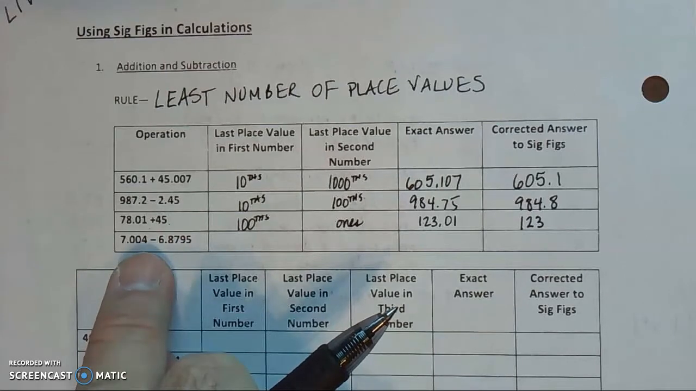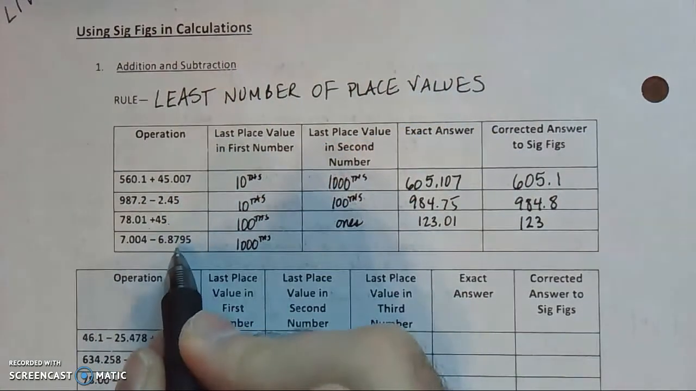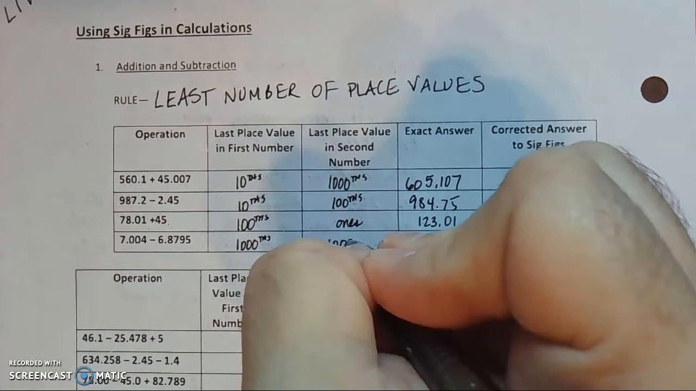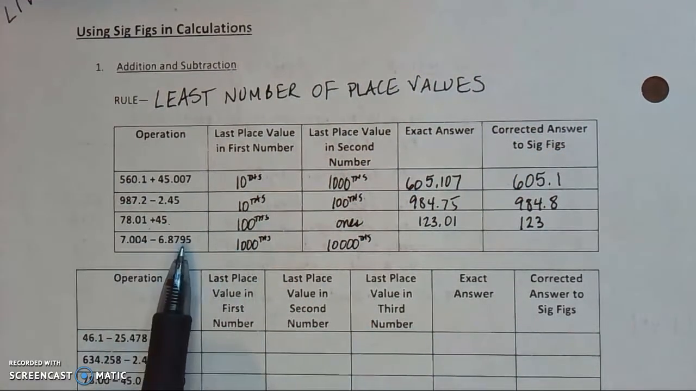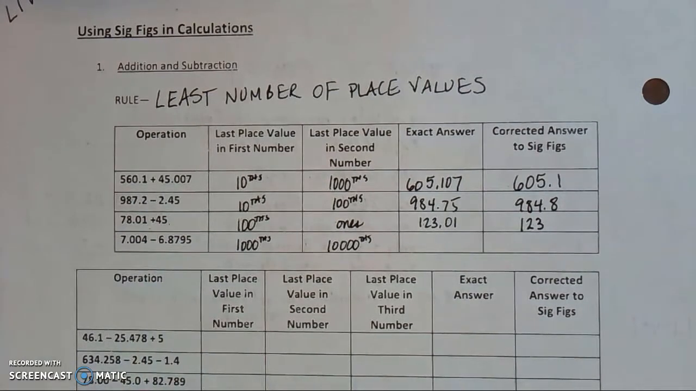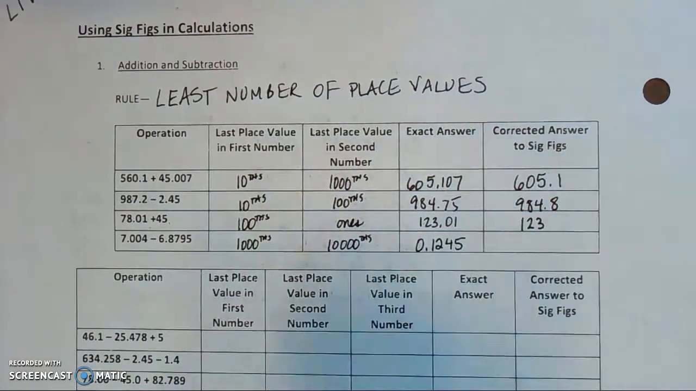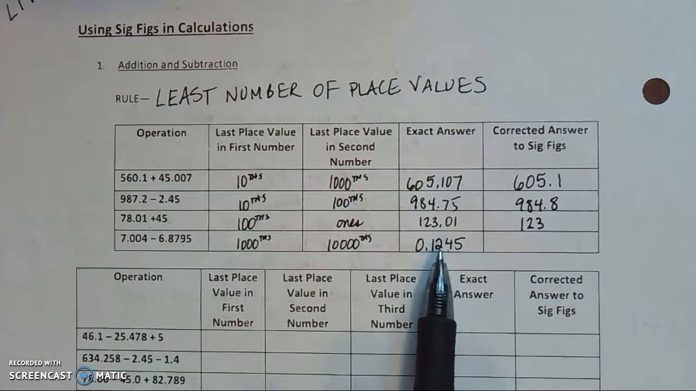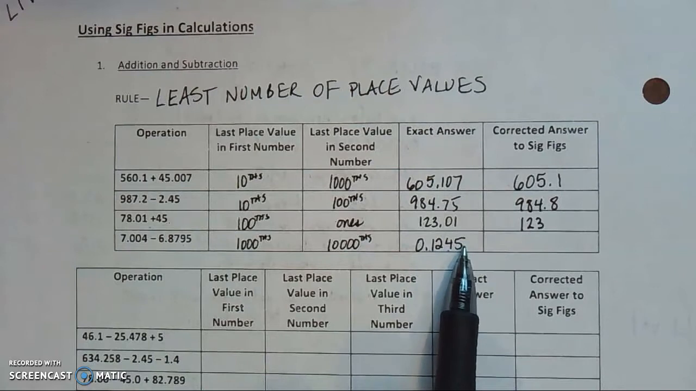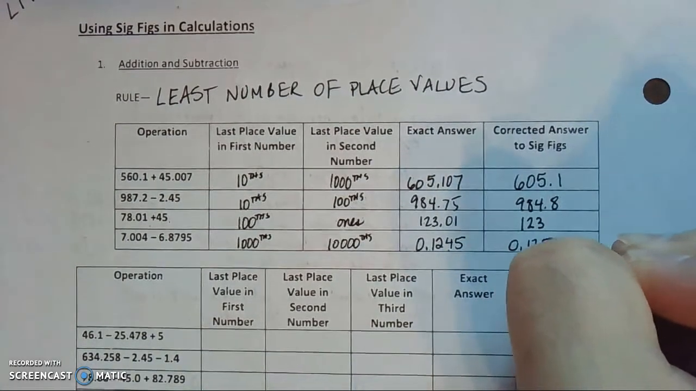Welcome back. If we look at this one, the first number goes out to the thousandths place. This number goes out to the 10,000ths place. So the last one they both have in common is 3 numbers past a decimal. When we put this in our calculator, we get 0.1245. We can only go out to the third place, the thousandths place. That 5 bumps that 4 up to a 5, and we end up with 0.125.